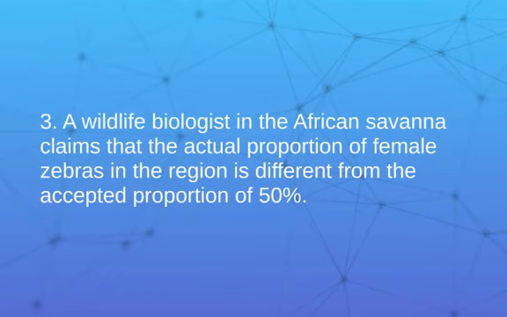And problem number 3. A wildlife biologist in an African savanna claims that the actual proportion of female zebras in the region is different from the accepted population proportion of 50%. The word proportion here refers to a qualitative variable.